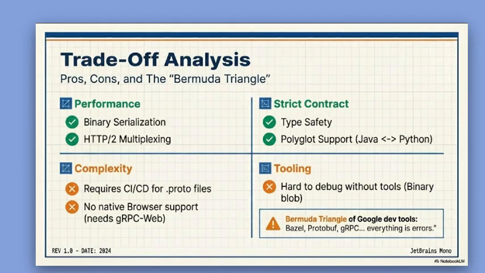If you get a version mismatch between your compiler and your runtime, I mean, welcome to error hell. The learning curve is steep. Plus, browsers don't speak gRPC natively, do they? No. If you want to use this on a website, you need a proxy called gRPC Web. It works, but it's another moving part you have to manage.